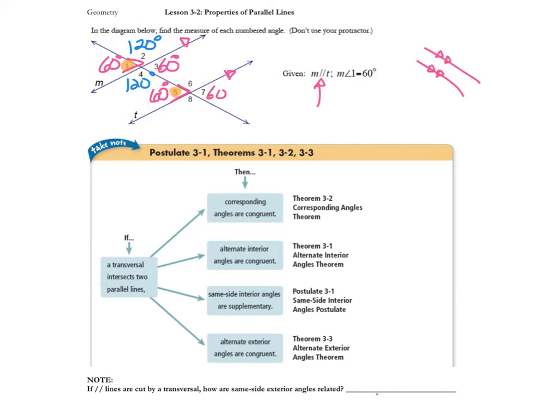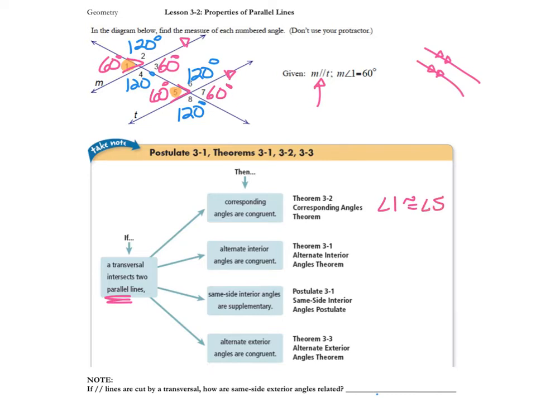So the vertical angle here would be 60. The linear pairs would have to be 120, which would make the rest of these 120 degrees, and then you could have some angles to look at. Now, this is not a proof, this is just sort of a demonstration. If you have parallel lines that are cut by a transversal, then corresponding angles are congruent. So for example, angle 1 is congruent to angle 5.